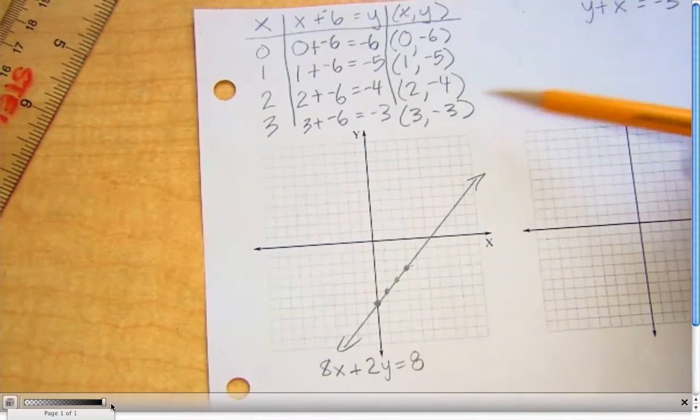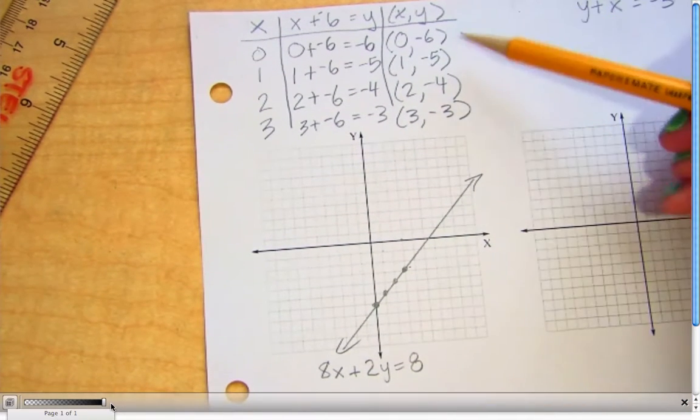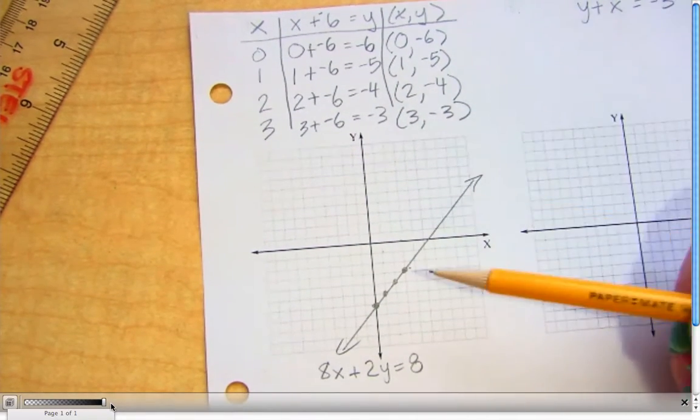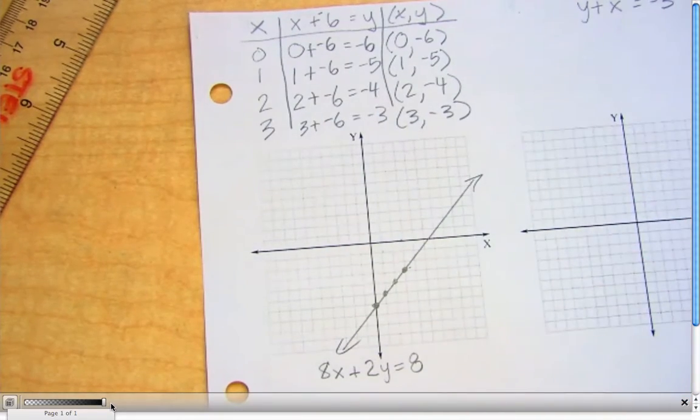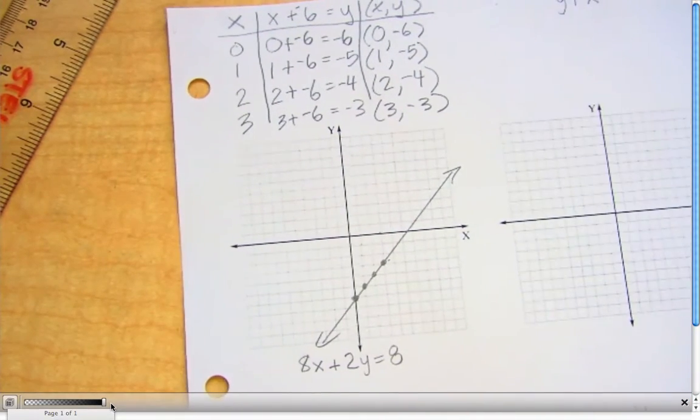So we just find 3 solutions to make our line. 2 solutions is really all I need, but the third one is to double check that it's making a straight line. And that's all you do to graph, okay? So let's look at another one.